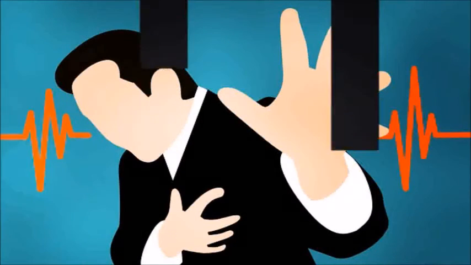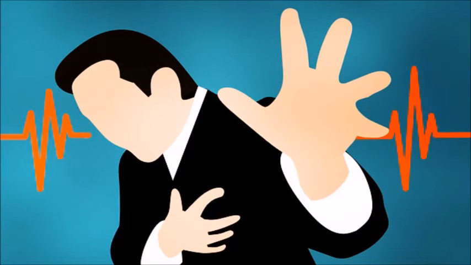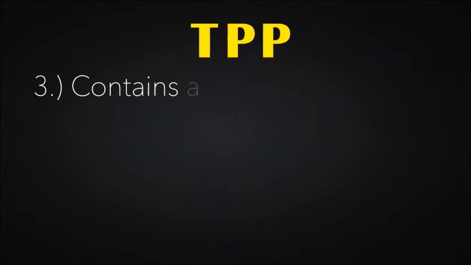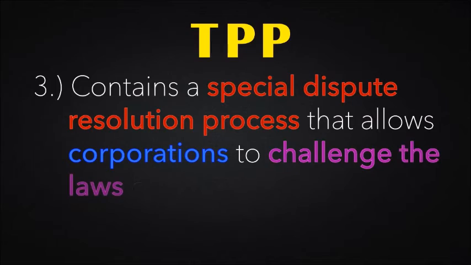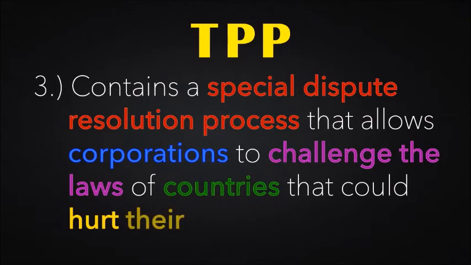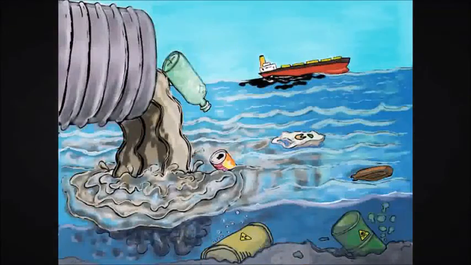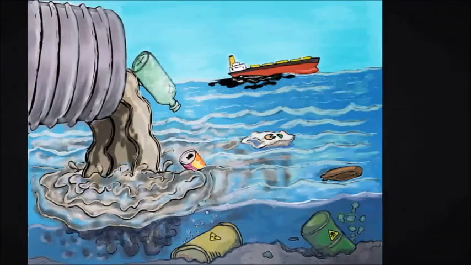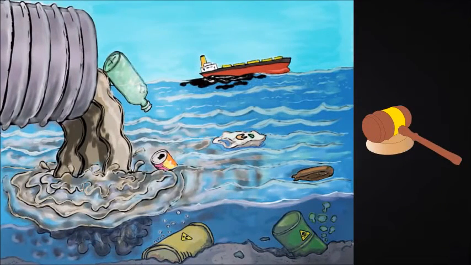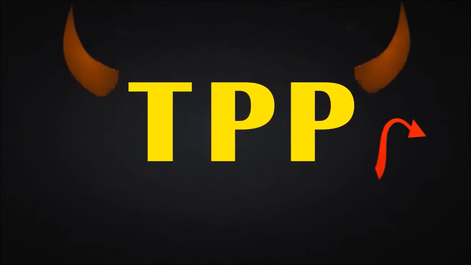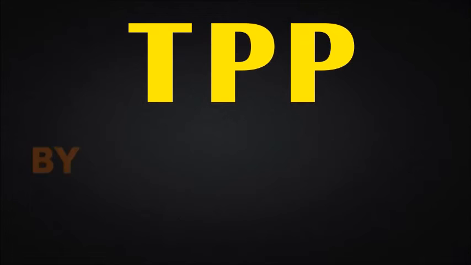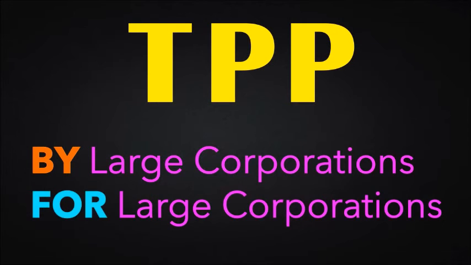The last and perhaps the most shocking facet of this trade agreement that I will cover is that the TPP contains a special dispute resolution process that allows corporations to challenge the laws of countries that could hurt their future profits. For example, companies can legally challenge environmental regulations, and the lawsuit will be brought before an international tribunal that will override domestic courts. Really, the TPP contains many more of these undesirable features. Simply put, this trade agreement was crafted by large corporations for large corporations.